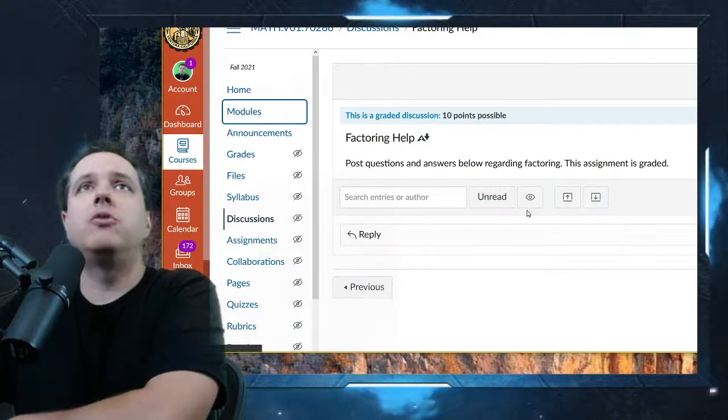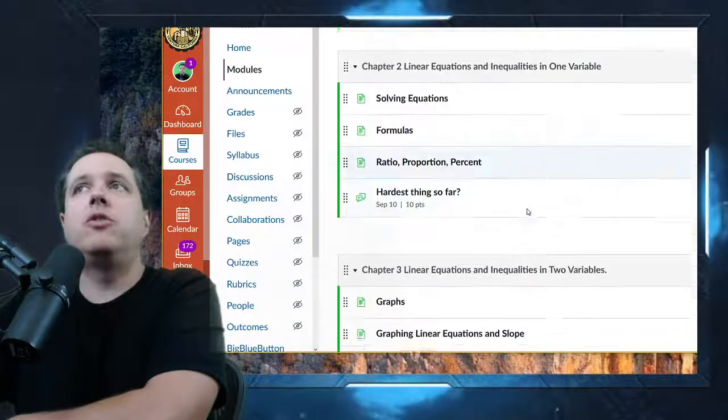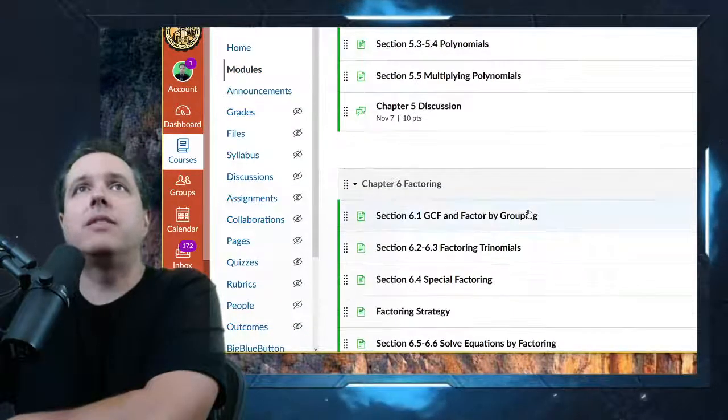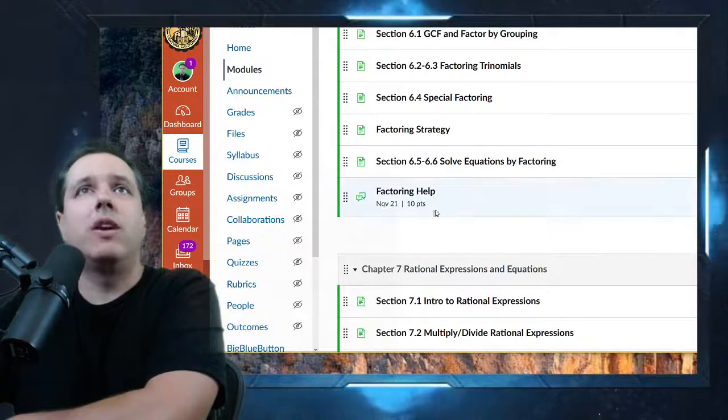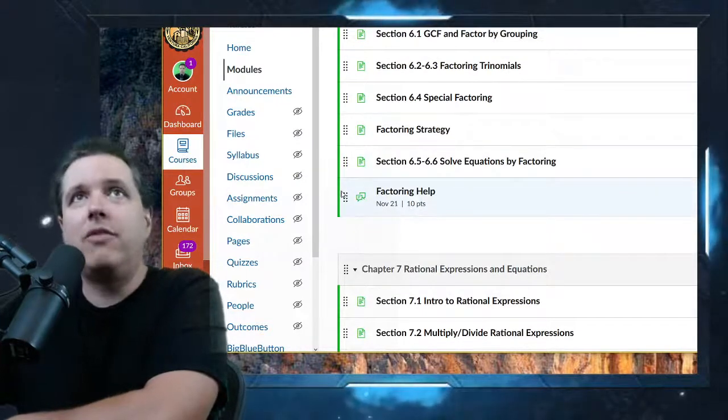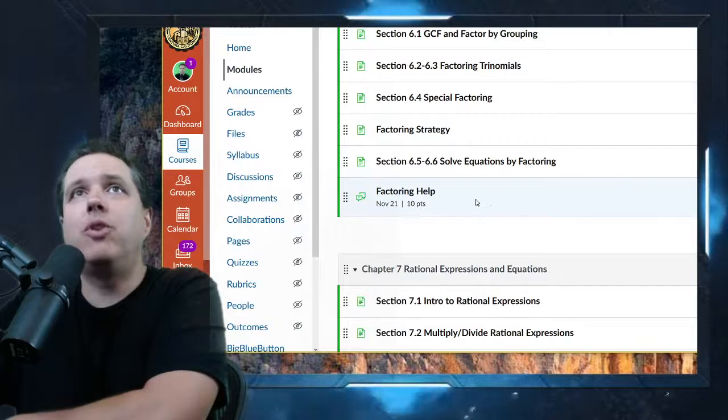And then go back to modules. So make sure you do that. That's a pretty easy 10 points to get. Right? So it's just a discussion. Go in there, leave a relevant comment. You'll get some points for that.